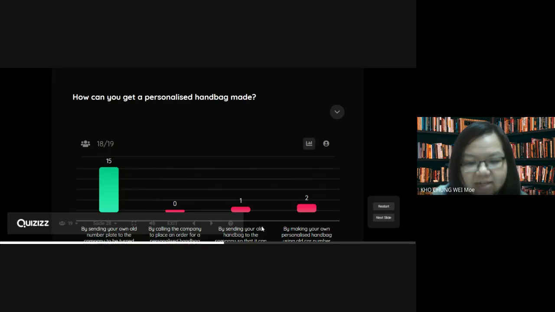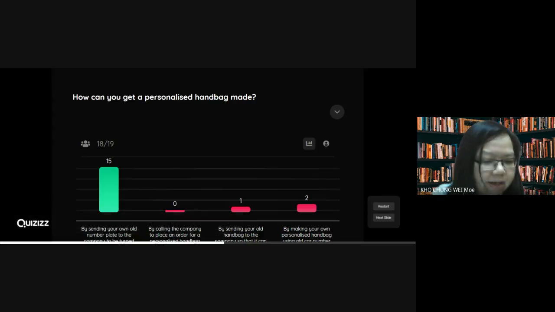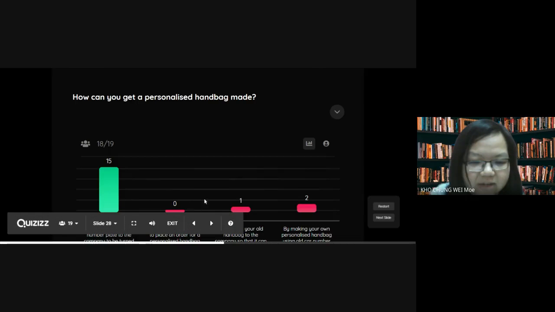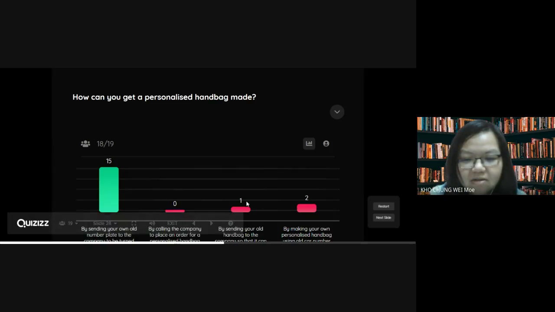And by sending your old handbag to the company so that it can be replaced with the latest model, I guess you got tricked by the previous paragraph on mobile phone, and nope, that is not the answer. Luckily none of you said by calling the company to place an order. These are all very possible answers, but if you don't read the text, you do not know. So those who read the text carefully and understood it would have realized that only the first answer is correct.